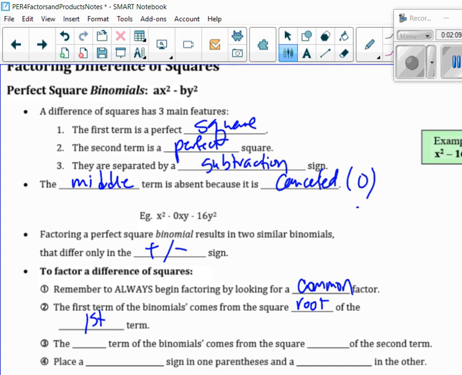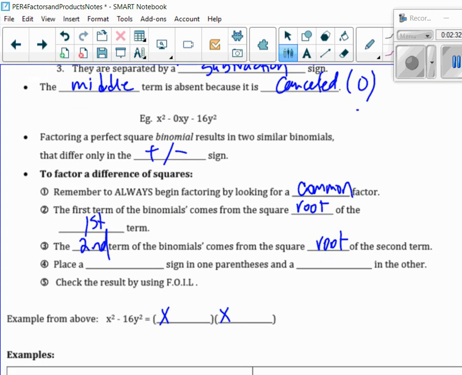What would be the square root of x squared? X. So x goes in the first spot right here. Does everybody see what I'm doing? The second term comes from the square root of the second term. So what's the square root of 16y squared? 4y. So I put 4y here, and 4y here, and then place a positive sign in one of the parentheses and a negative in the other. So plus, minus. Does everybody see that?